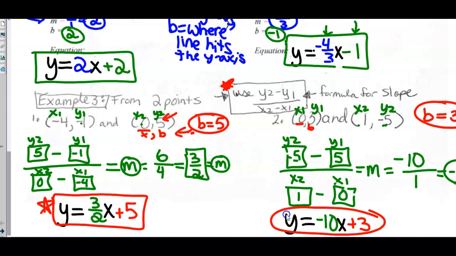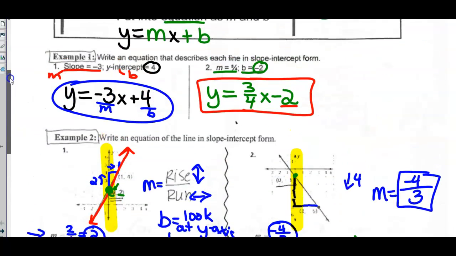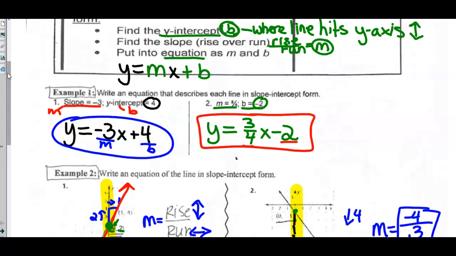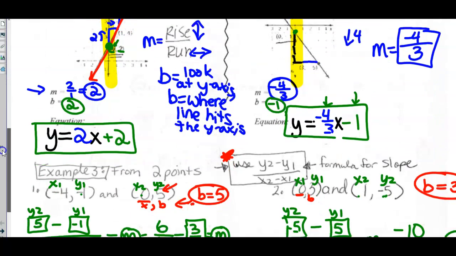So this is the learning target: writing an equation given your slope and y-intercept, either as words, from a graph, or from 2 points.